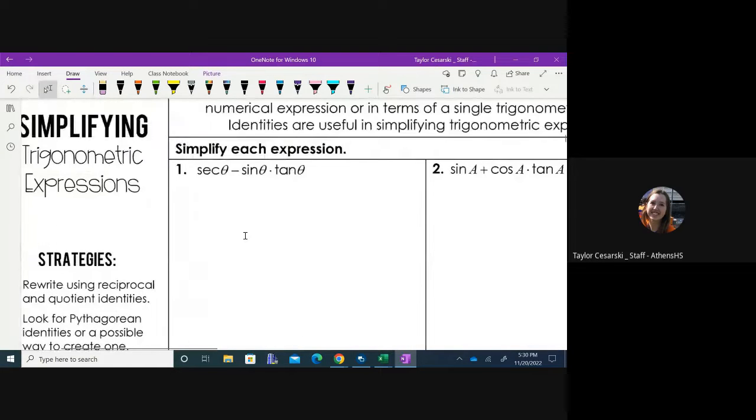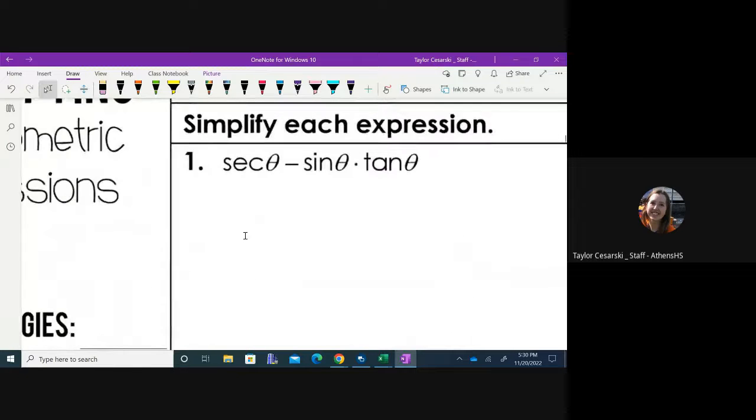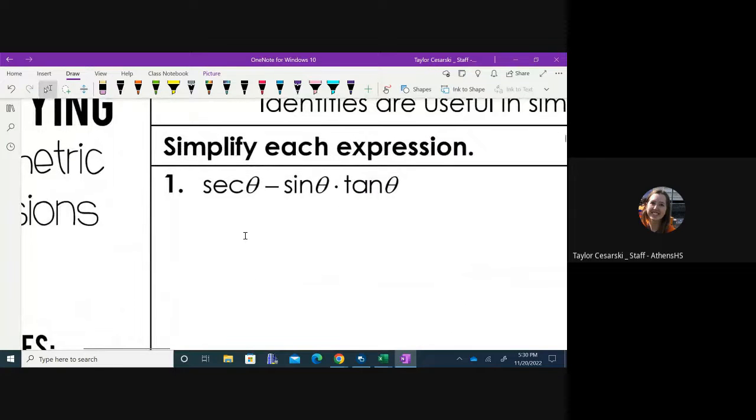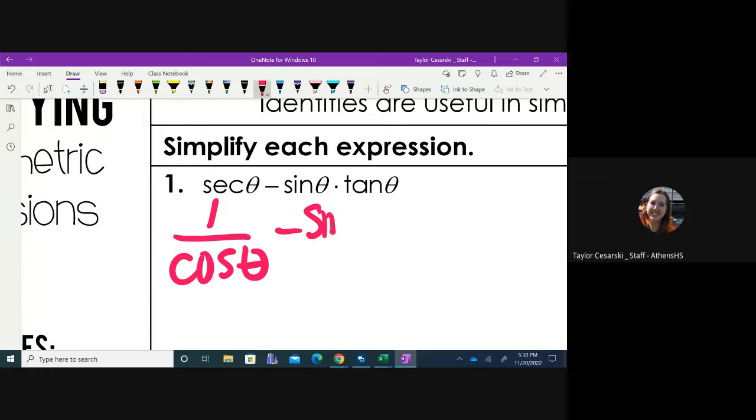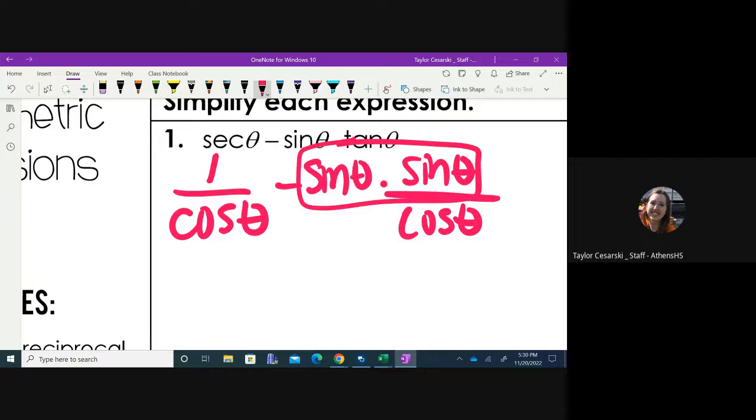So always, we're going to go through the odds. We want to rewrite them in terms of things that we know. For example, I usually start by, if I notice that they can be written with sine and cosine, I start there. So 1 over cosine theta is secant of theta. And then tangent is sine over cosine. I'm going to go ahead and clean this up. I know sine of theta times sine of theta is sine squared of theta.